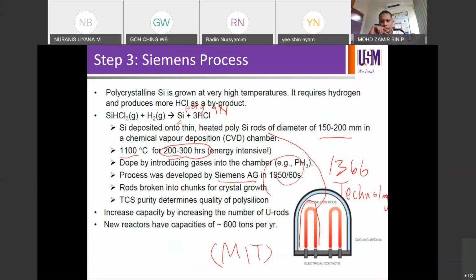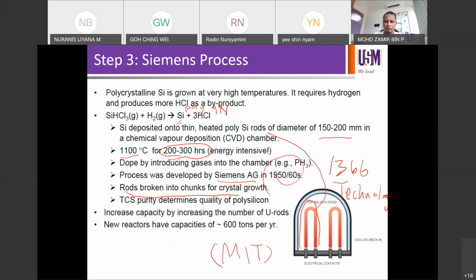So they are developing direct wafers to reduce the cost of the silicon fabrication. You can check it out, 1366 and all this, for the direct wafer technique. Rods are then broken into chunks for crystal growth. The polysilicon is deposited on the rods, and then the rods are broken into chunks. Remember yesterday I showed you the chunks which are going to be melted into liquid silicon for the Czochralski process.